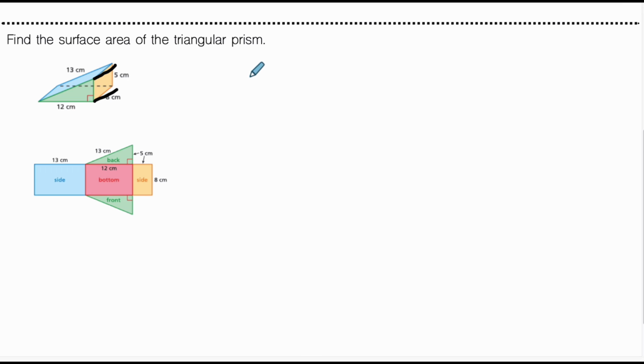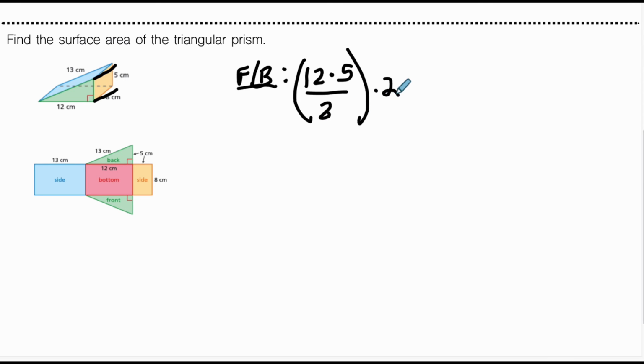We'll call this the front and the back. These are the 2 green triangles. A triangle is base times height divided by 2. So the base is 12, the height is 5, divided by 2, but you have to double that because there's a front and a back. So 12 times 5 is 60, divided by 2 is 30, but times 2 gets you back to 60. So the 2 green triangles have an area of 60 square centimeters.